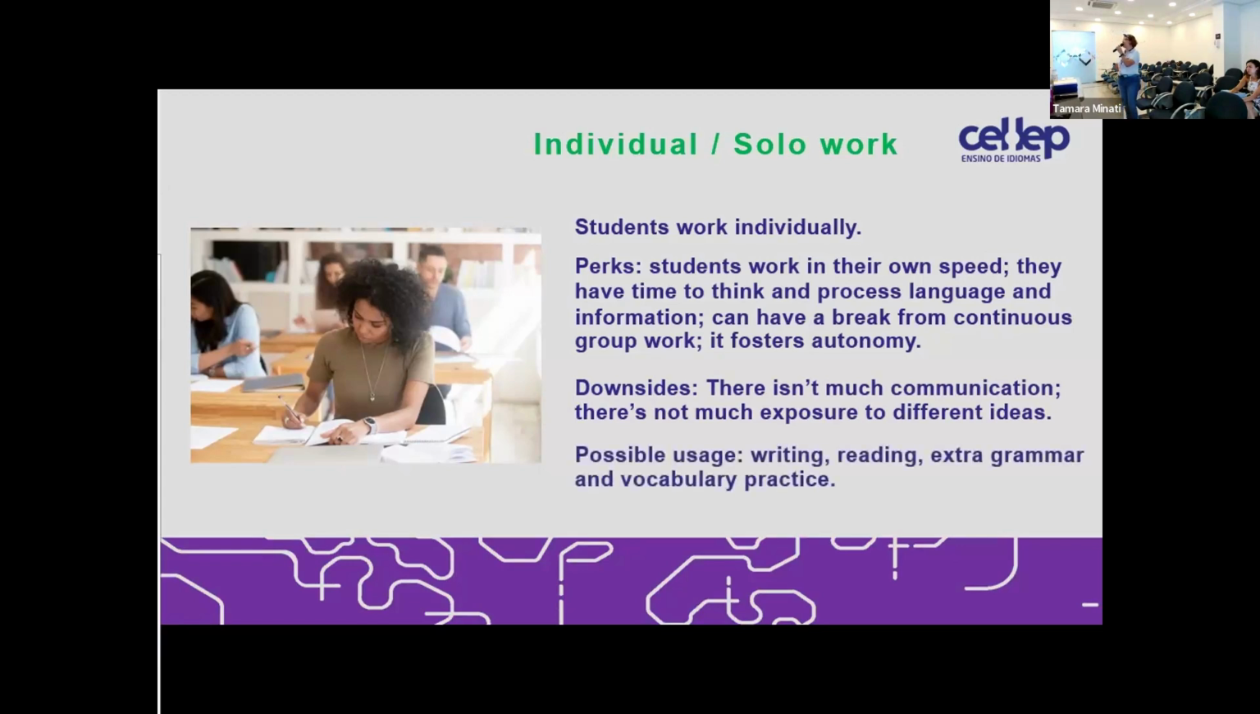The possible usage: writing. Okay, so for a writing task, it's better to do it individually. Some reading activities, especially for the most complex texts. Extra grammar and vocabulary practice. So for some exercises, especially the longer ones, the ones where they have to think more, to organize their ideas, to check what they know and what they don't know, this could be a good pattern of interaction. If you have any questions, please post something, or raise your hand, whatever, interrupt me.